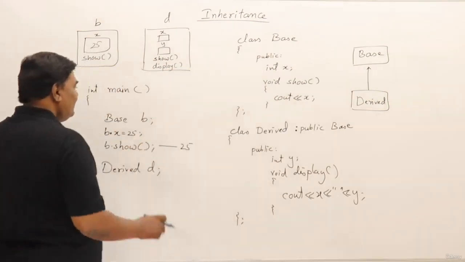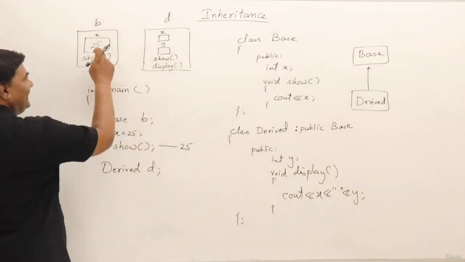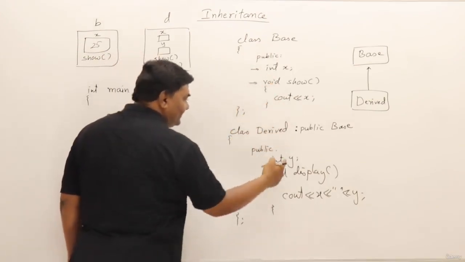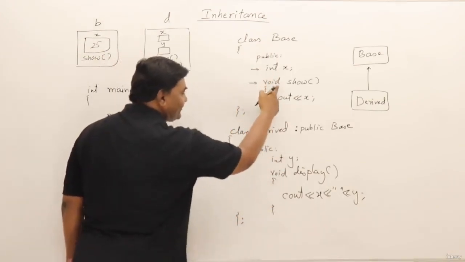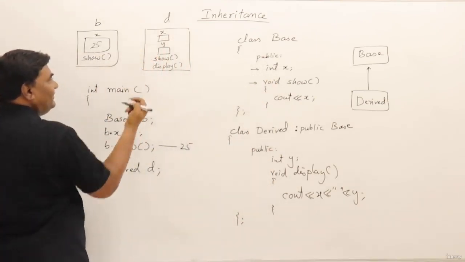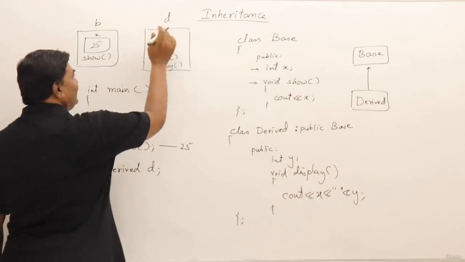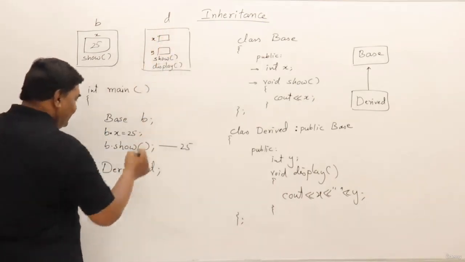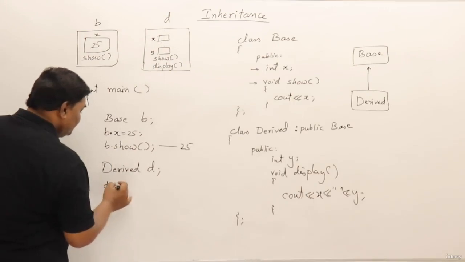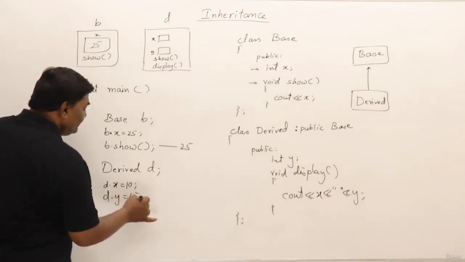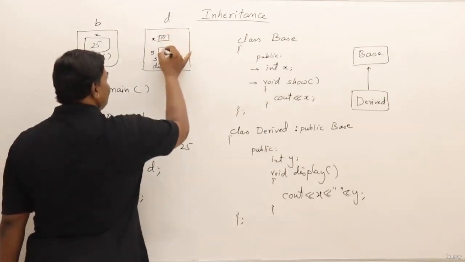Now you can see that the object of the base class is having x and show, these two things only, but the object of the derived class is having x, show, y and display. All these things are there. So I'll just write x on this side. Okay. Now, can I access that x? Yes, I can say d dot x assign 10 and d dot y assign 15. So this is 10 and this is 15.